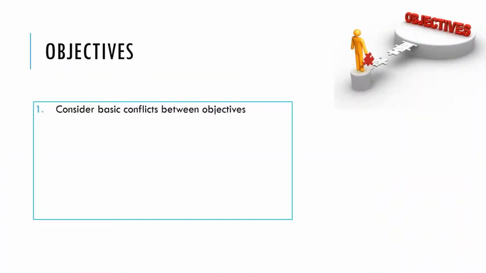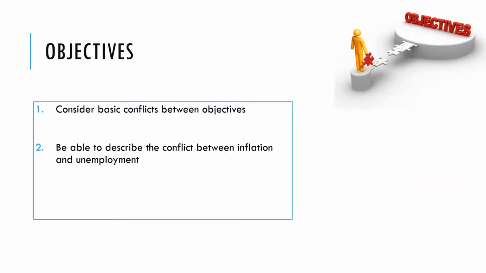So in this video, we've looked at the basic conflicts between objectives, particularly focusing on the Phillips curve, and then we've looked at some of the other conflicts between objectives as well and looked to explain those.